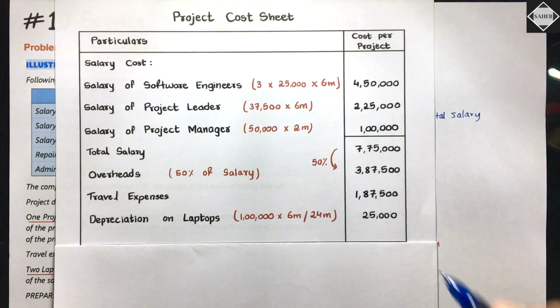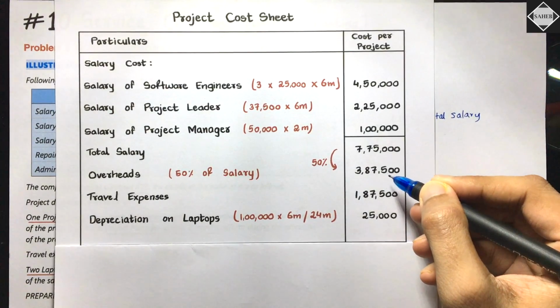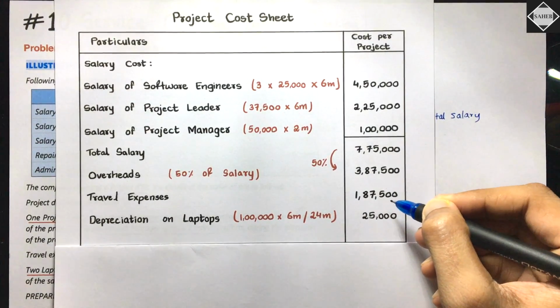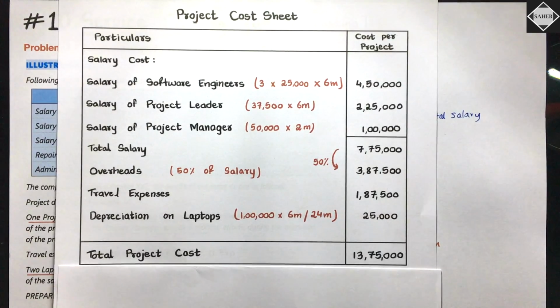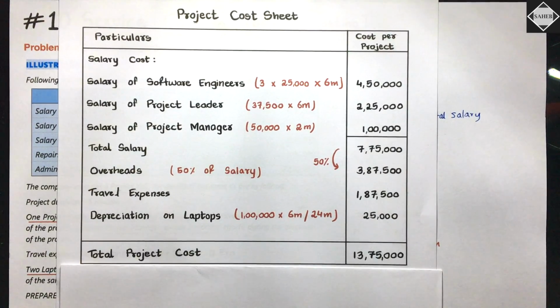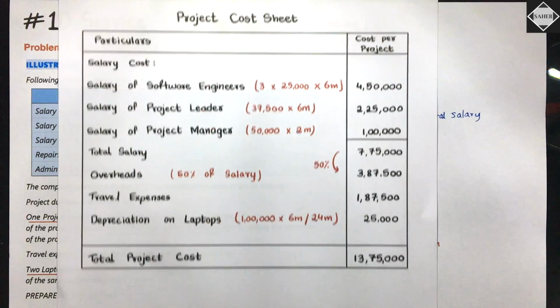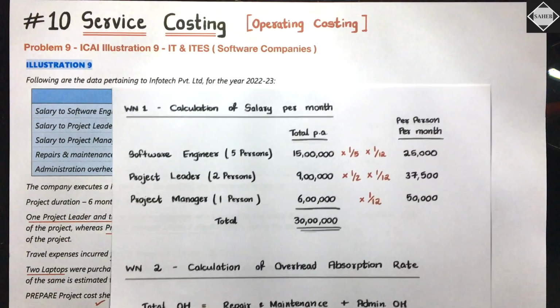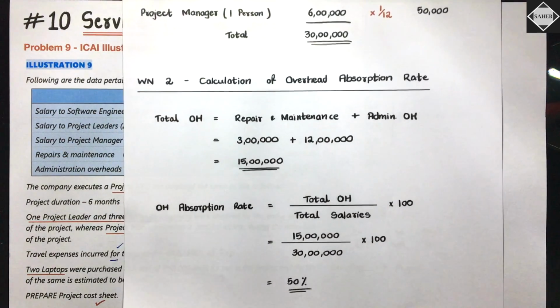Now if you add 7,75,000 plus 3,87,500 plus 1,87,500 plus 25,000, that's equal to 13,75,000. That's the total project cost. Is this clear? Simple and straightforward. This was the entire solution. It was so easy. So see here, absorption rate.